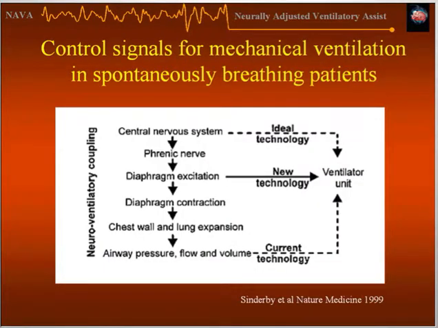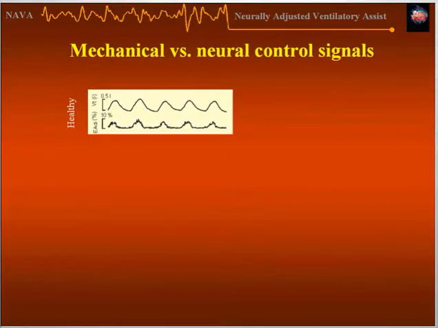Now, as Marco already showed this slide and went through it very nicely, I'm just going to stop at the point that our work is to try to bring the control of the ventilator closer to the brain. And as far as we have got is to the diaphragm excitation. Now, why would we like to have the diaphragm excitation control the ventilator and not the flow or volume? I think this slide can illustrate that quite nicely.